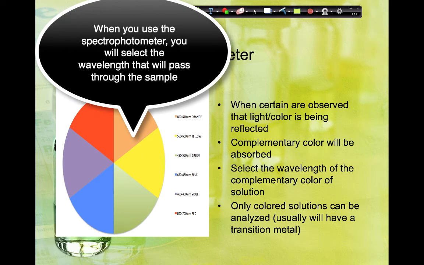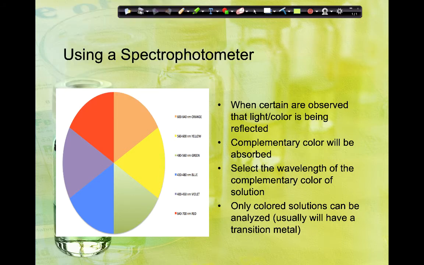Now, when we use a spectrophotometer, we have to pick a certain color, and the color that we pick is going to be the complementary color. Whenever you observe a color, that light is actually being reflected. So if I have a blue solution, blue light is being reflected. Remember, we're looking to see how much light is absorbed, so we have to pick the complementary color because that's the color that's actually absorbed. If I have a blue solution, I would pick an orange wavelength setting, somewhere between 600 to 604 nanometers.